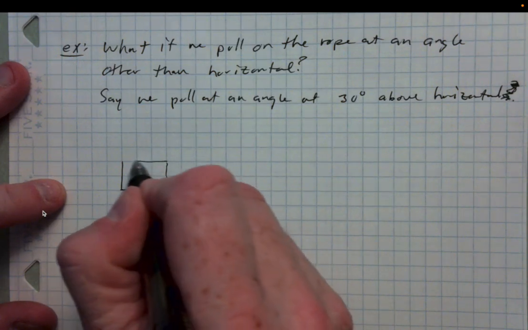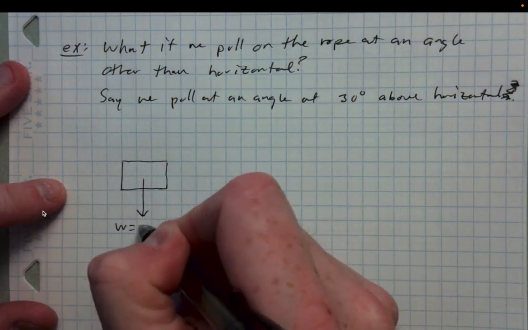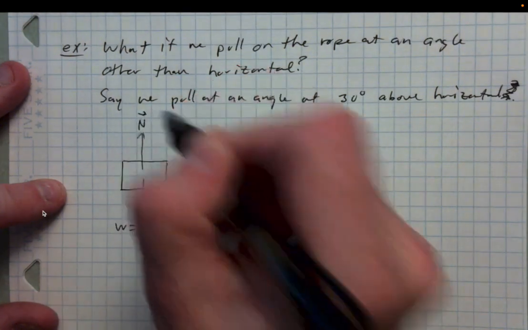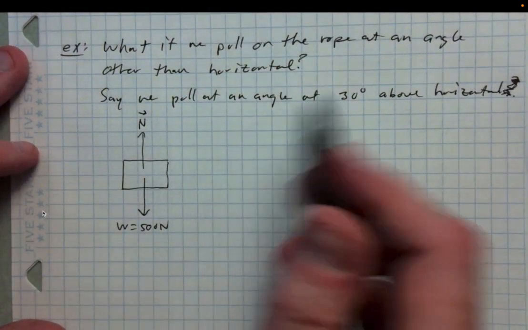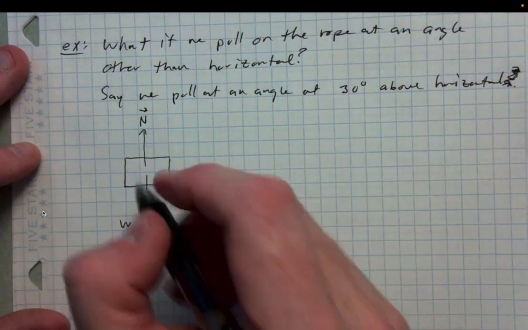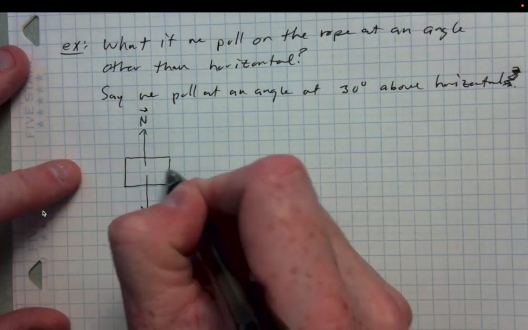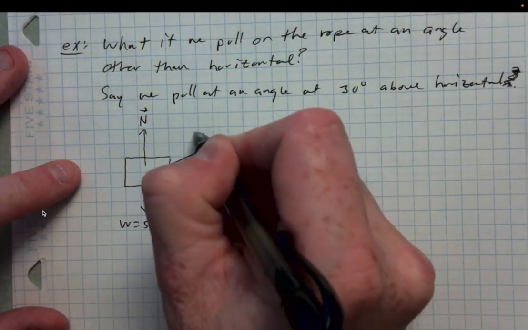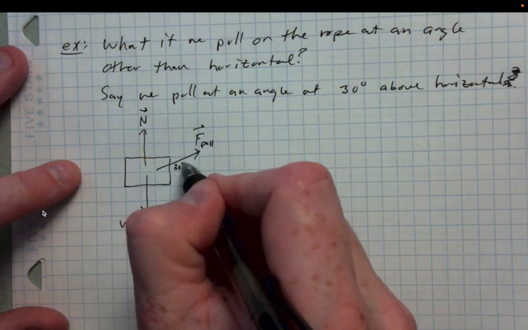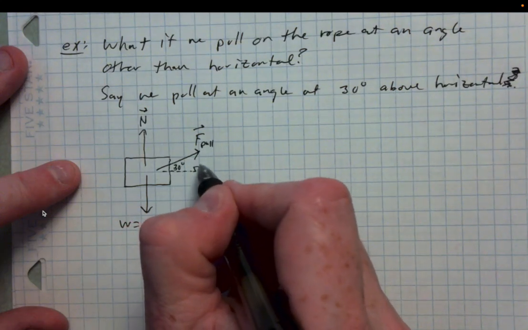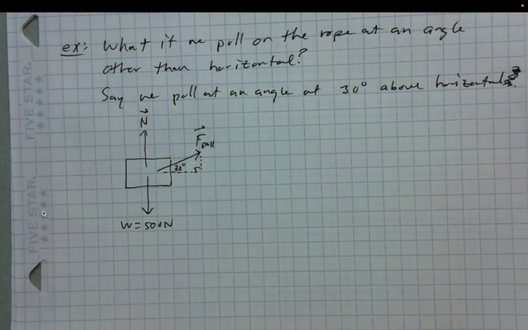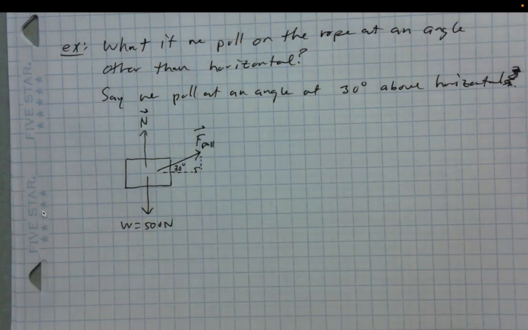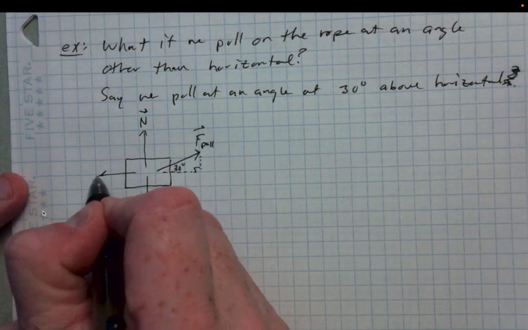So here I've got my crate, and it still weighs 500 newtons. I've got a normal force here; we'll figure out what that force is. Let's say the thing's in motion. But instead of pulling directly horizontally, I'm pulling at an angle. So F pull is a little angled, right? And let's say specifically it's 30 degrees. So you can imagine a kind of triangle. And how hard do we have to pull to keep the crate moving at a constant velocity? Let's say we've got some kinetic friction here.